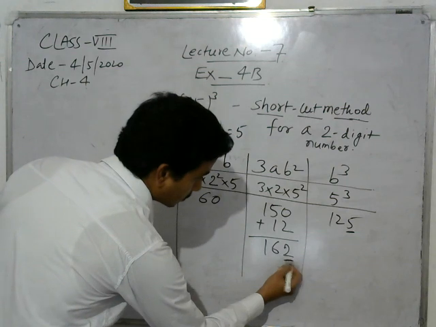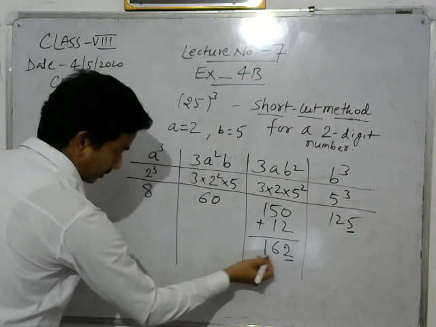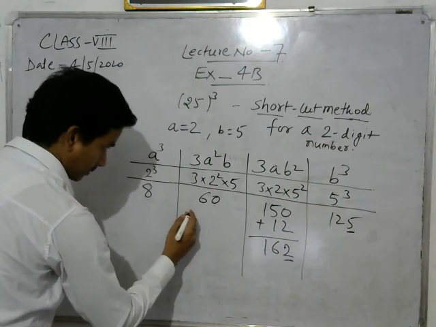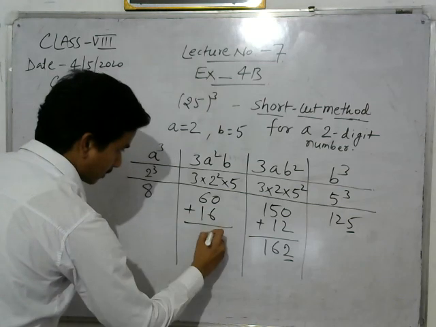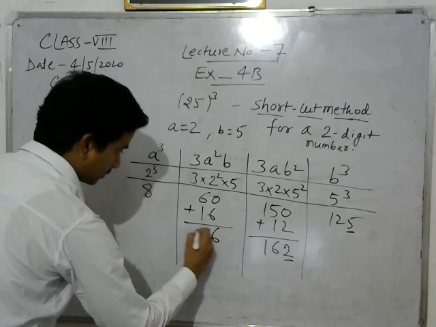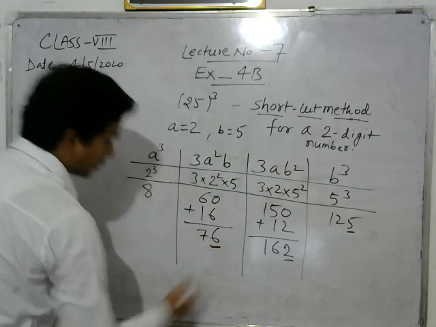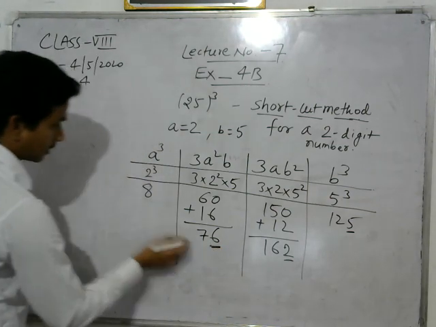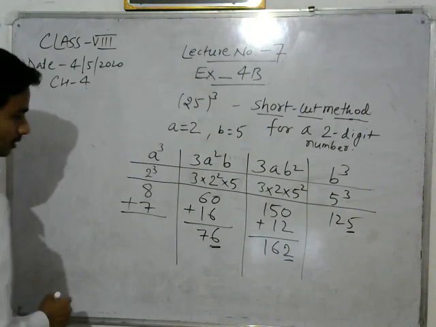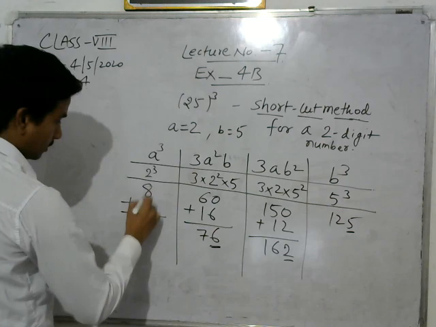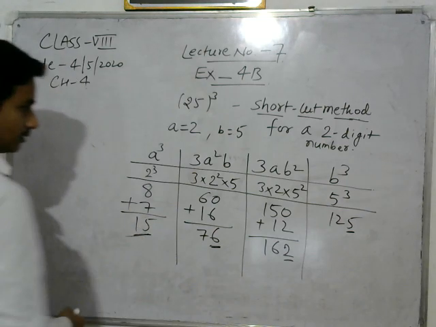Now from this column 2 will be selected, and again the remaining number 16 will come in the next column and will be added. 6 plus 0 is 6, 6 plus 1 is 7. Now in this column 6 will be selected and 7 will come to the next column and will be added to it. You will get 8 plus 7 is 15, and from this column everything will be selected.